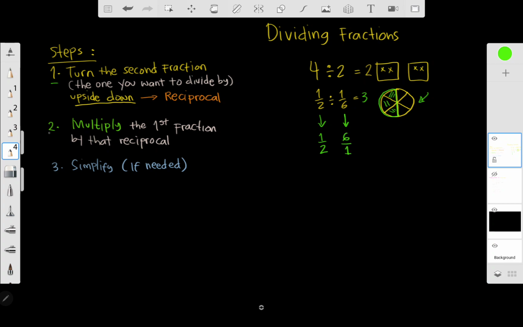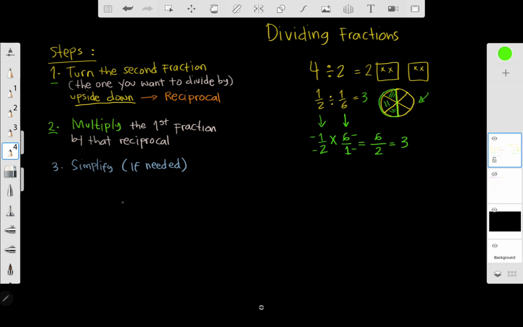And then the second step, we need to multiply. We need to multiply this one. And then the same thing like the one that we did before. So 1 times 6 is going to be 6 out of 2 times 1, which is going to be 2. So 6 divided by 2 ends up being 3. Now this is a simplification.